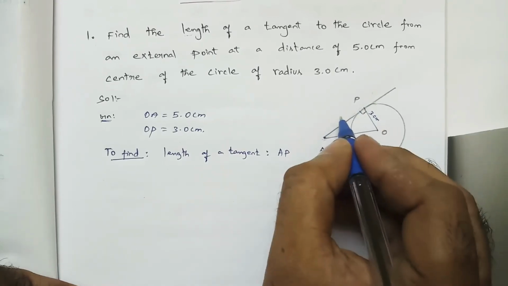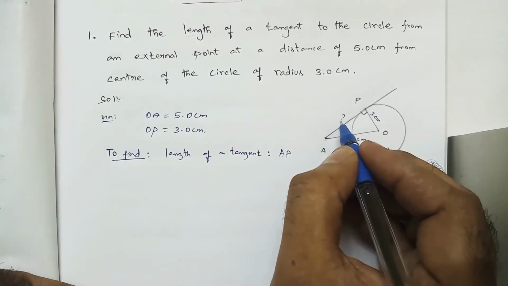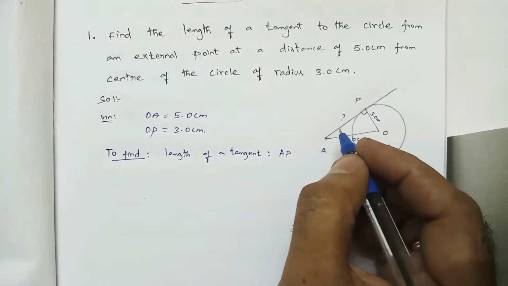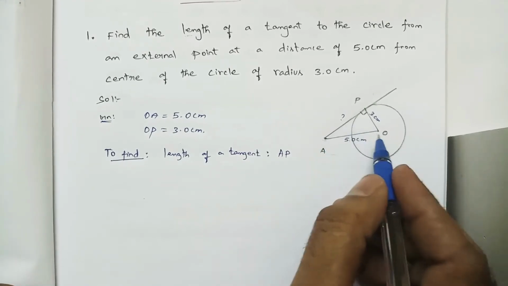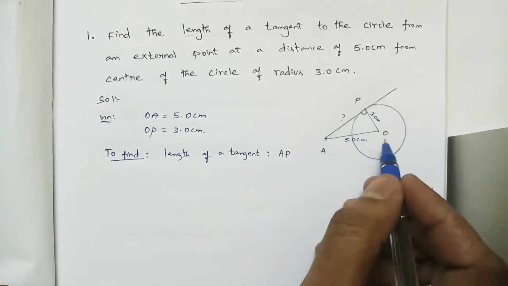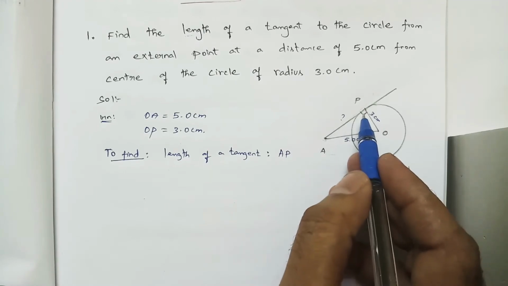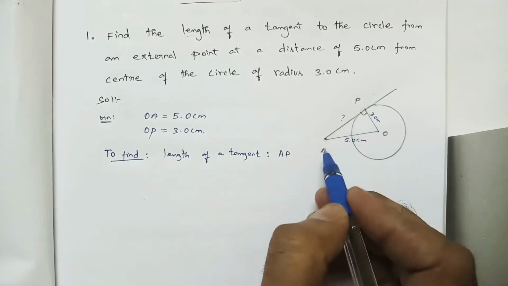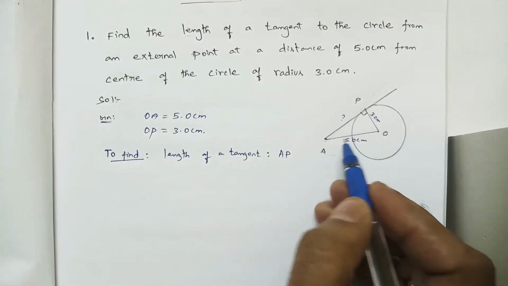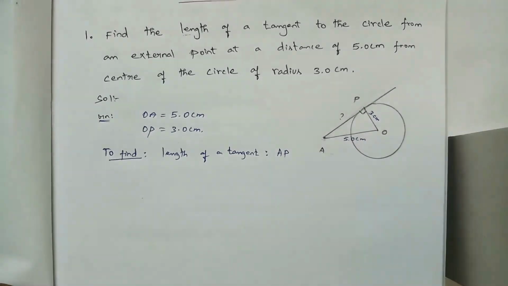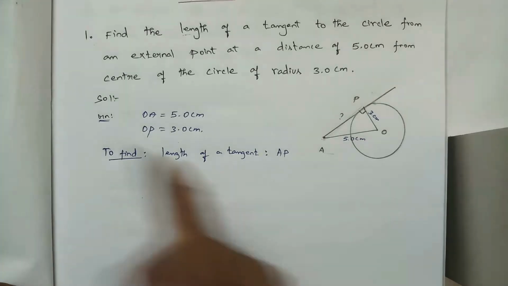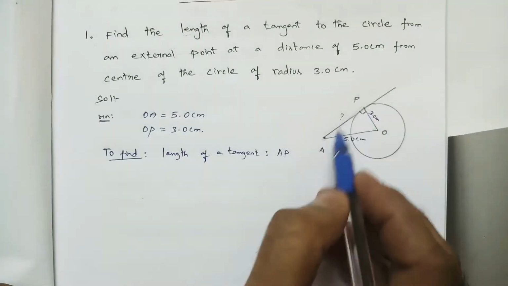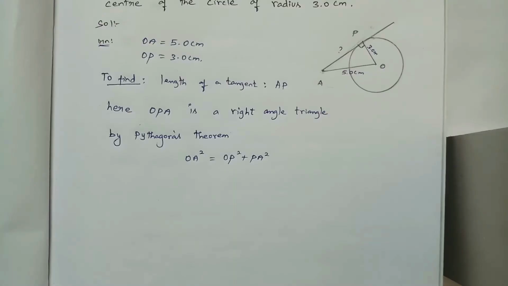Now we want to find AP alone. I am just taking it as X, or we can keep it as AP itself, no problem. Triangle OPA is a right angle triangle, right angled at P. So with the help of the Pythagoras theorem, I am just going to find the length of the tangent, that is AP.